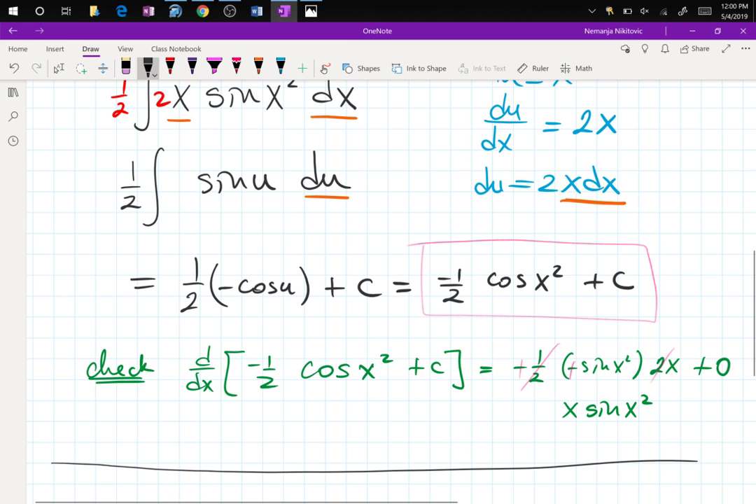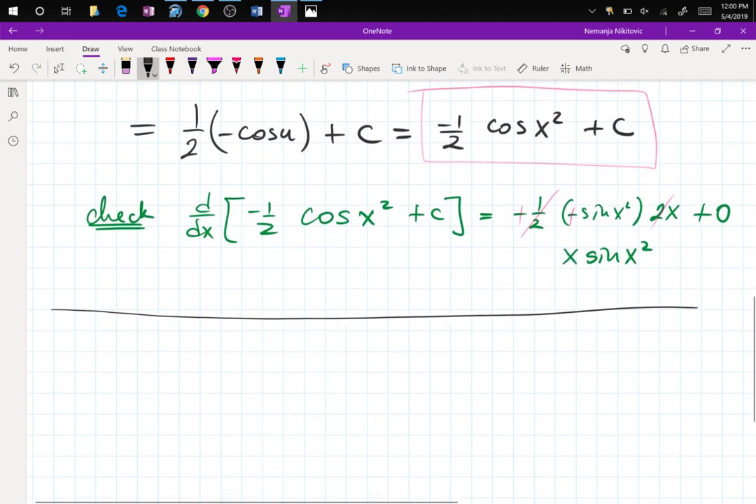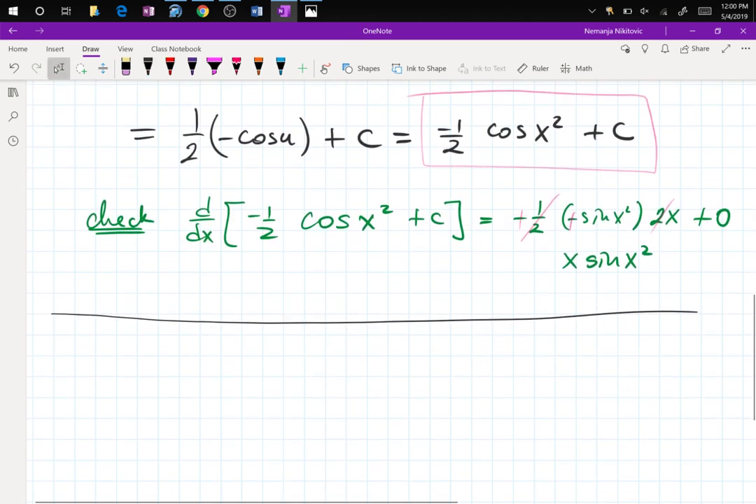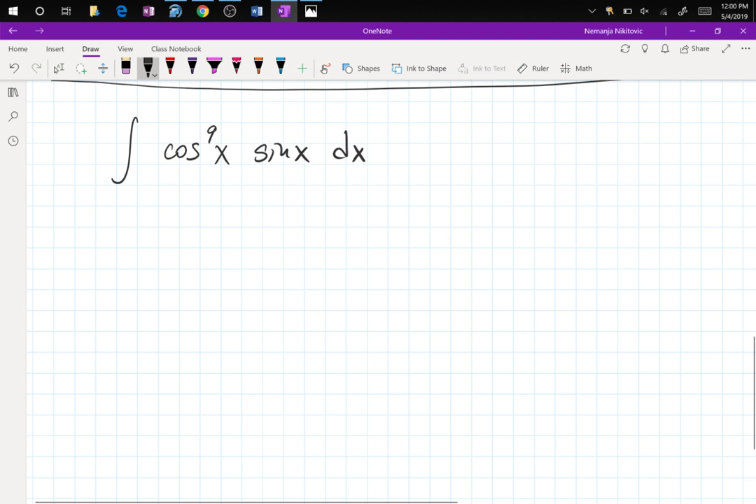Fair? Hopefully. Let me give you a problem or two to try on your own. So how about the integral of cosine to the 9th power x times sine x dx? Think about that.